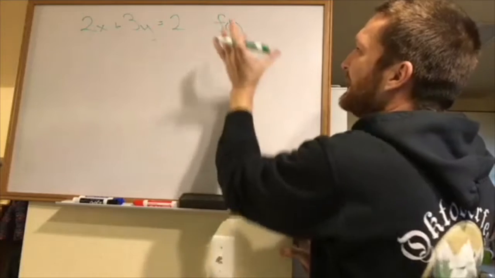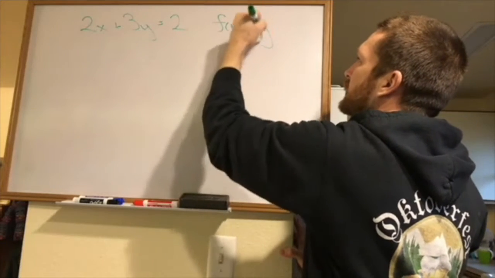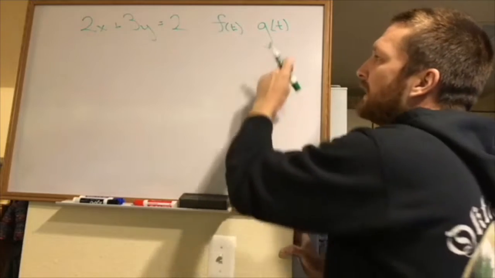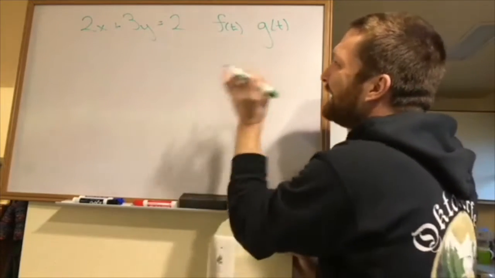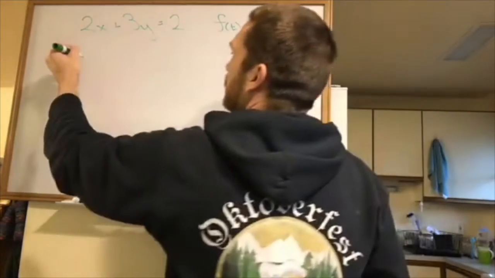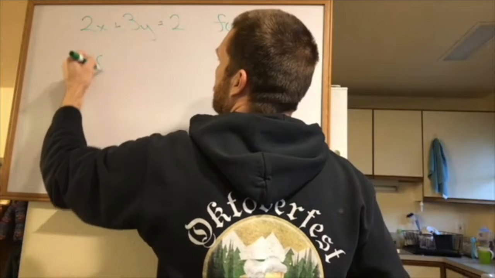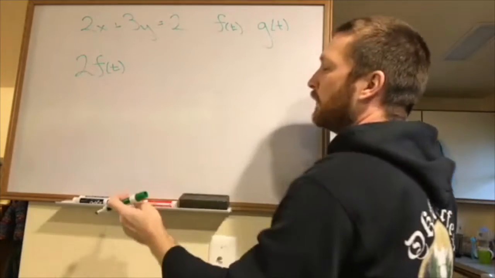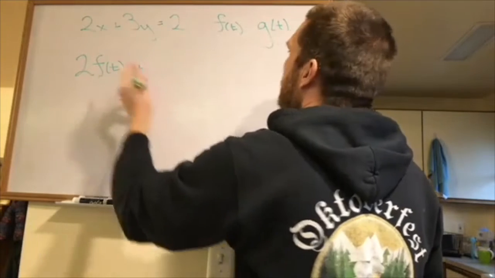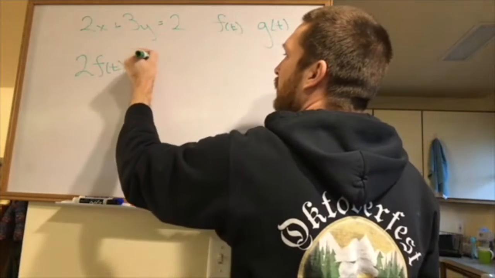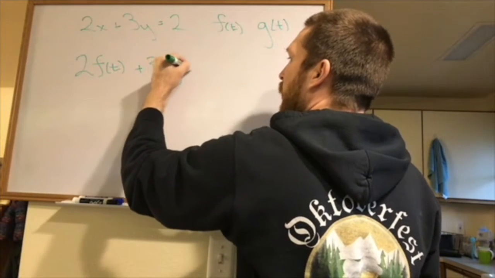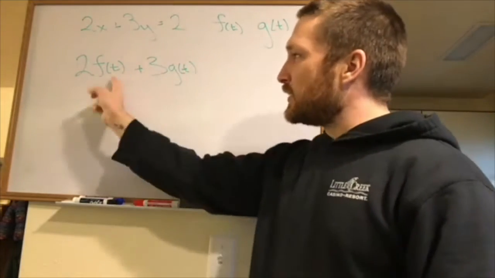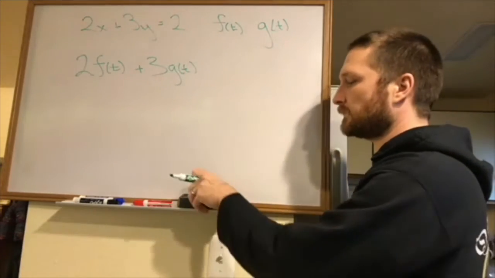But if we just had, let's say, 2 functions of a variable, we could use these and make a linear combination of them. We could multiply the first function by some constant number. We could add that to some constant multiple of the second function. And what we have is a linear combination of these two functions.